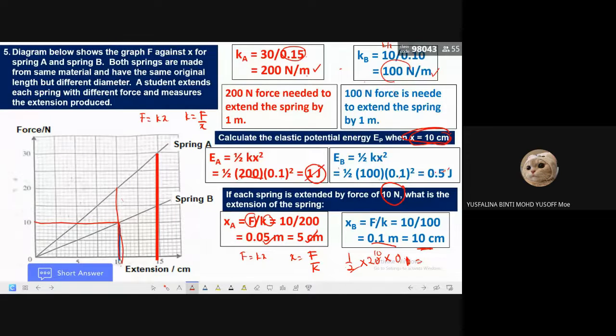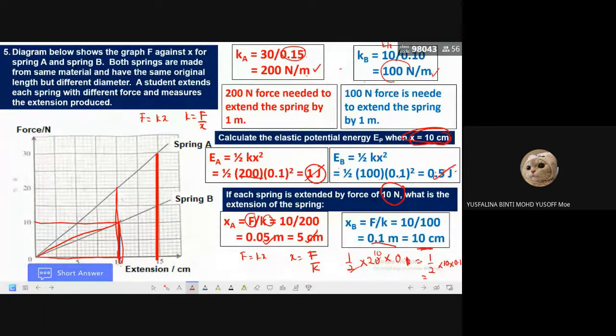Same, right? For spring B also, you can find the area under the graph. Let's say it's 10 cm, so here. For spring B, half times your F is now 10, your extension is 0.1. So 5 times 0.1, you will get 0.5 joule. See, the answer is the same. You can use the area under the graph also.